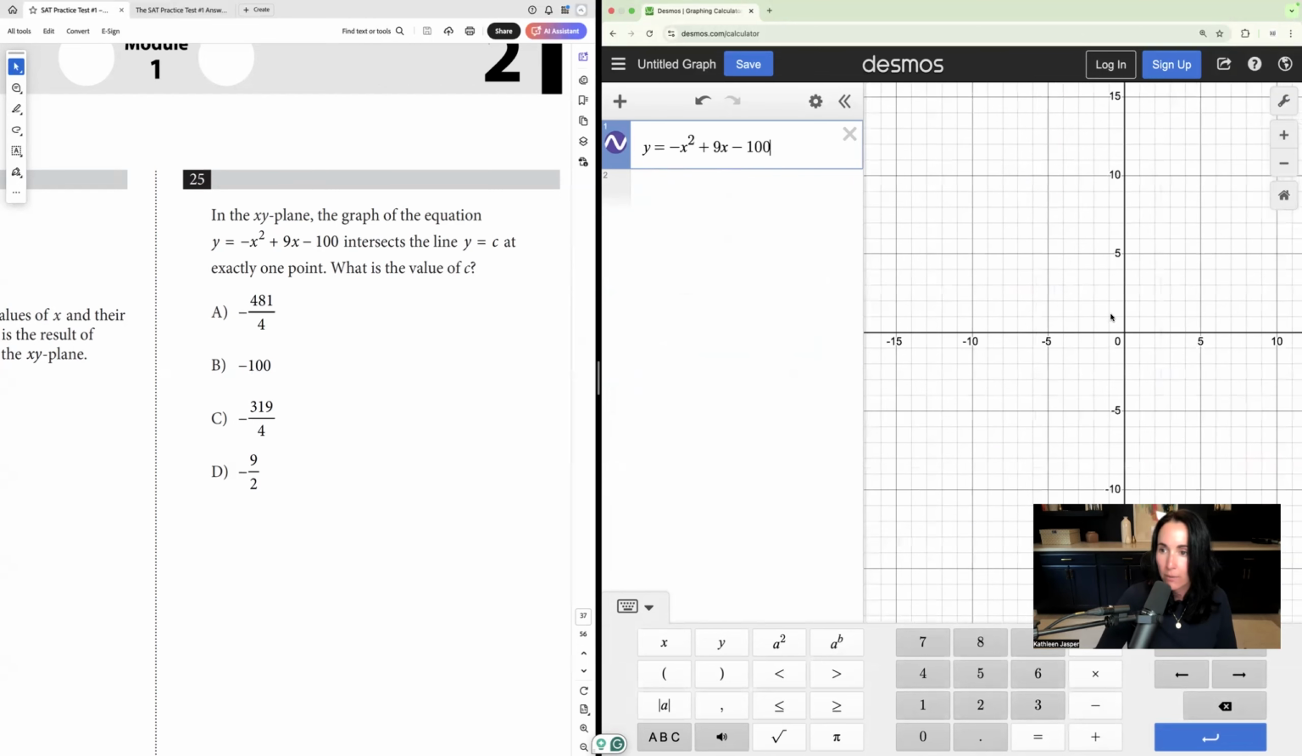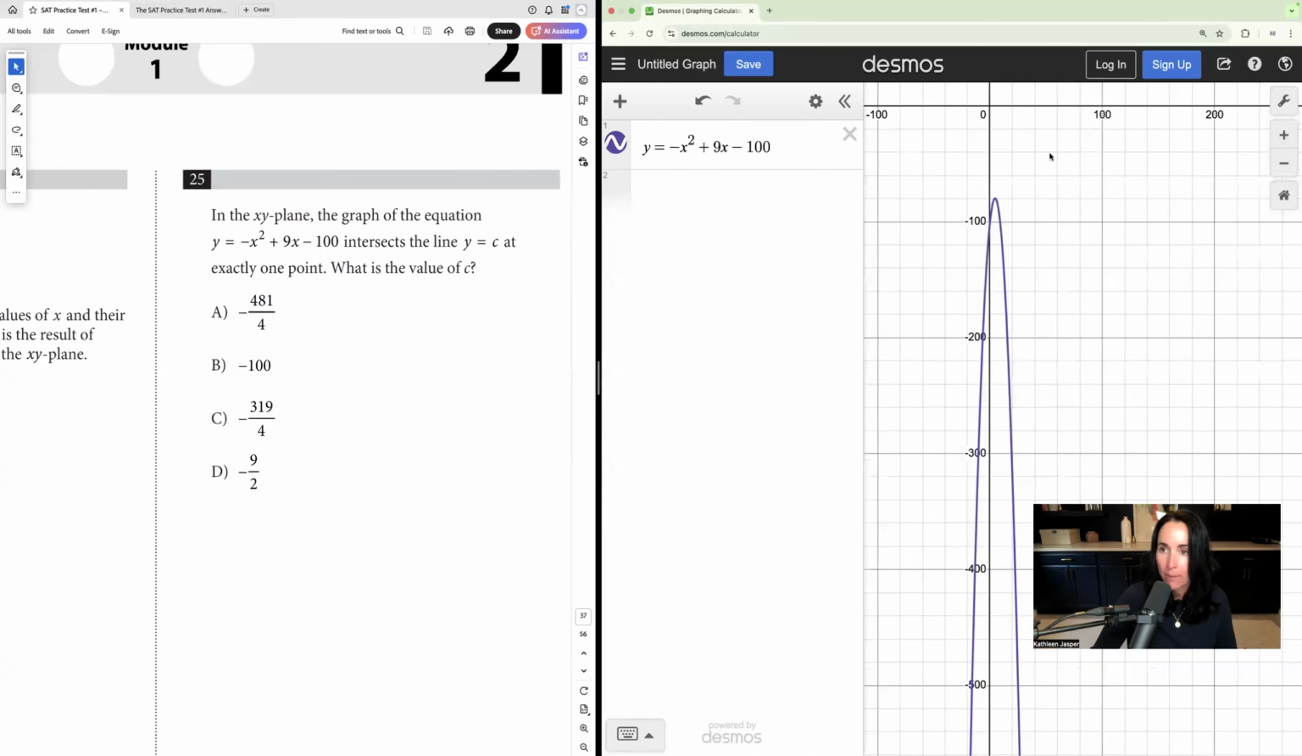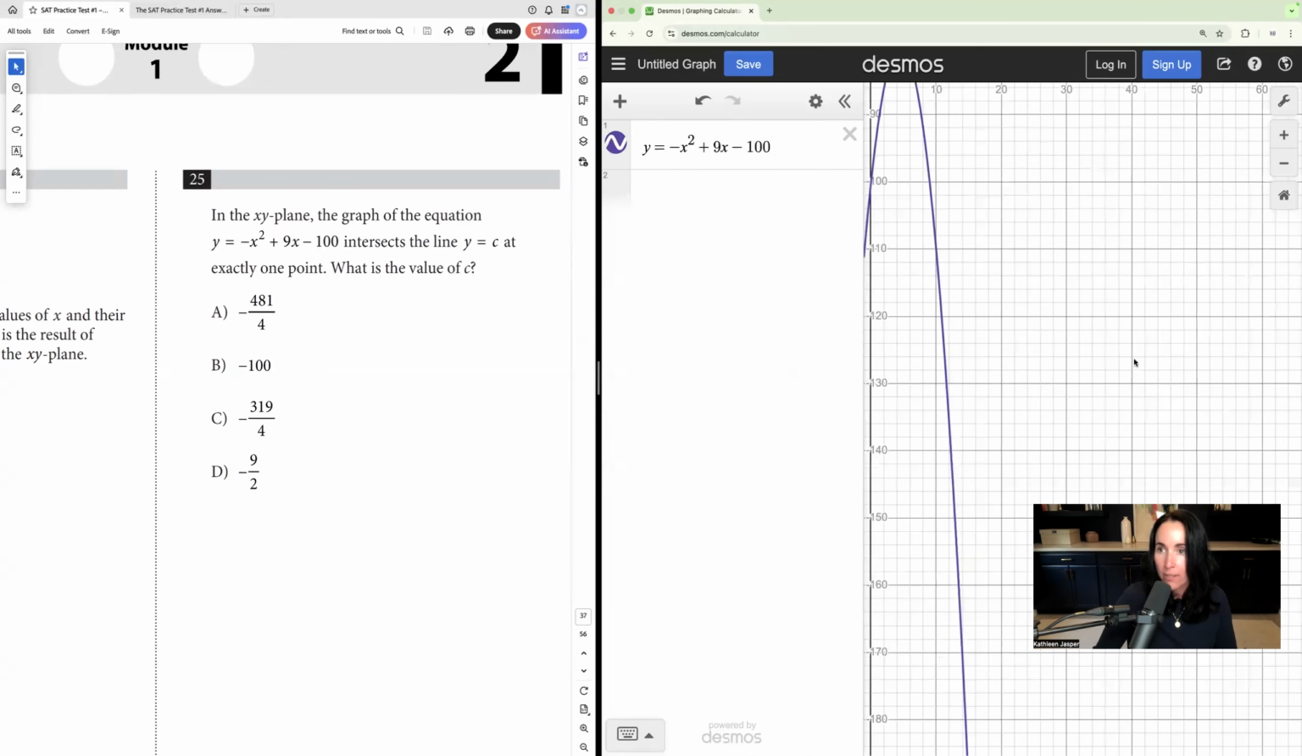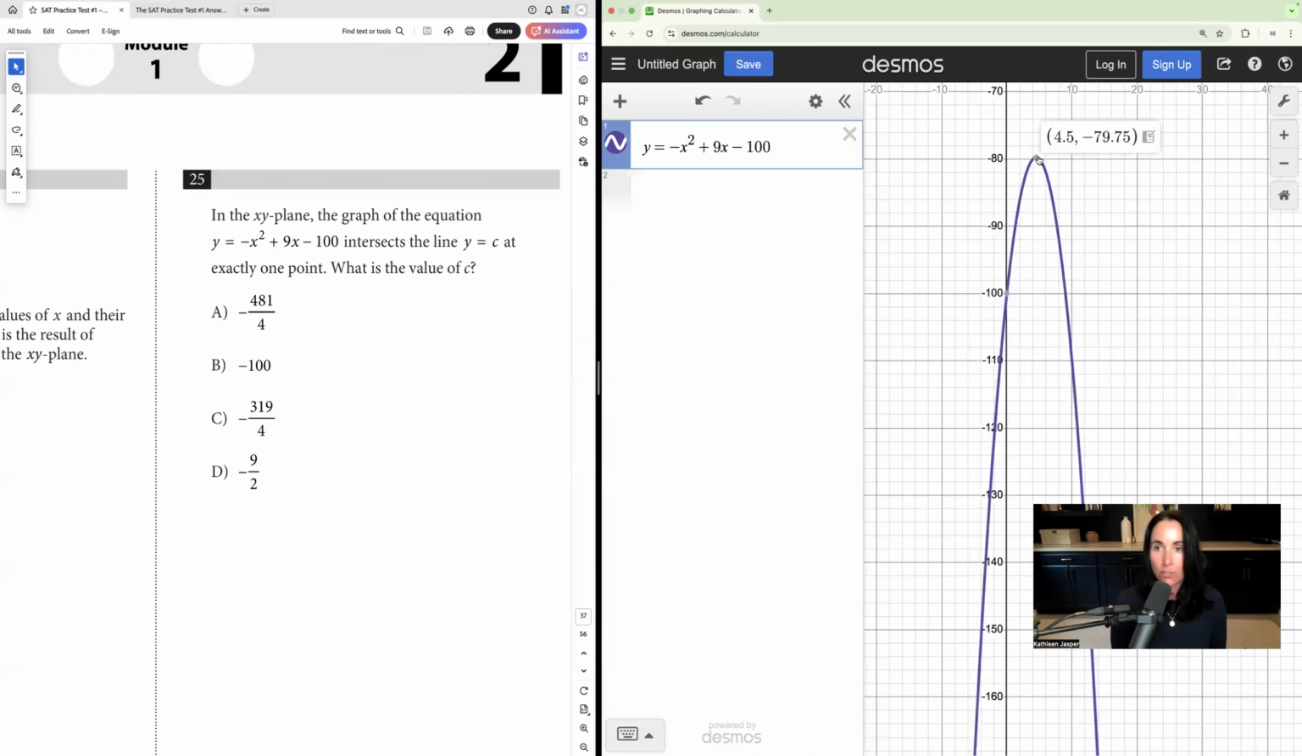All right, let's zoom out here and see. Oh, I see my parabola. Sometimes you have to zoom out. But you can see I have my parabola and the vertex. Now, whenever you're dealing with a parabola, 9 times out of 10, we're looking for the vertex, okay? Now, it says it intersects the line y equals c at exactly 1 point. When you intersect a line at exactly 1 point, it's the vertex. Because if I drew a line here, it would hit it just right here at that very, very top point on the parabola. If I drew a line here or here, it would hit in 2 spots.